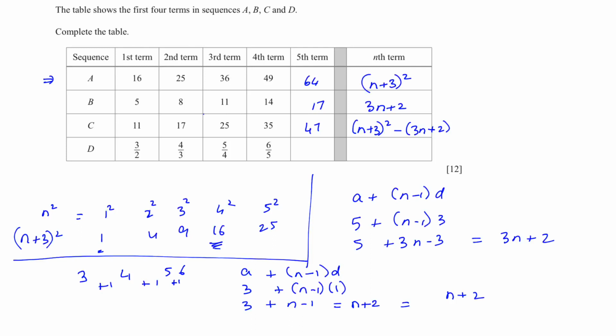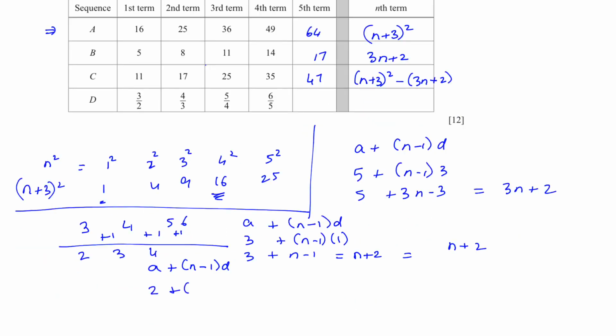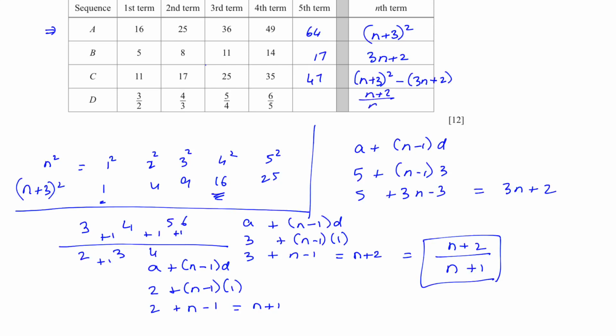To find the denominator, again we'll do the same thing. 2, 3, 4. How do you find it? a plus (n minus 1)d. a is 2 and difference is 1. I'll show you an easier method to do this now. So you will have n plus 1. So the numerator has n plus 2 and the denominator has n plus 1. That is our nth term. And the next term is, this is 6, so this will be 7 and the denominator will be 6.